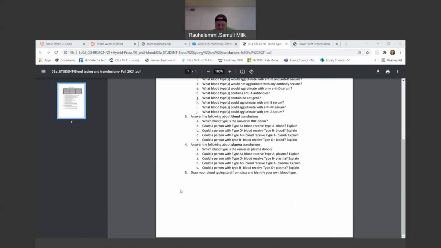And finally, if you had the agglutination for anti-D, that means that you had D antigens on the surface of your red blood cells, which means that you are Rh positive. Alternatively, Rh negative if there was no reaction for that anti-D.